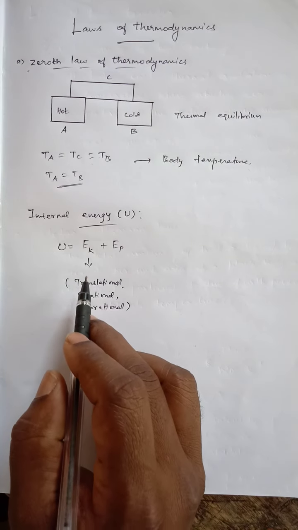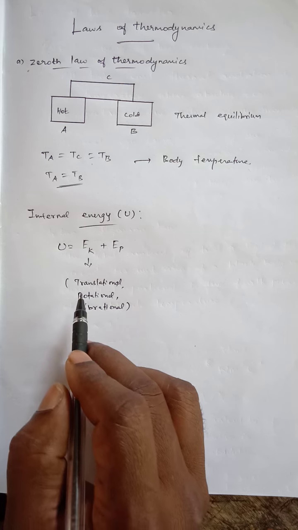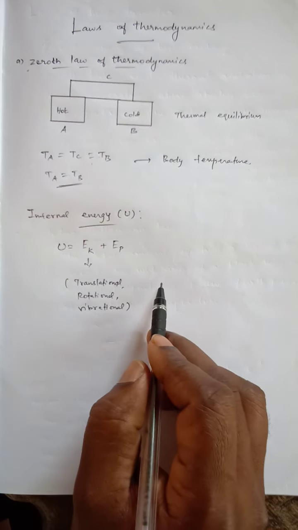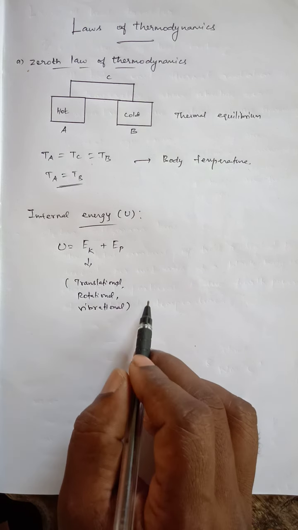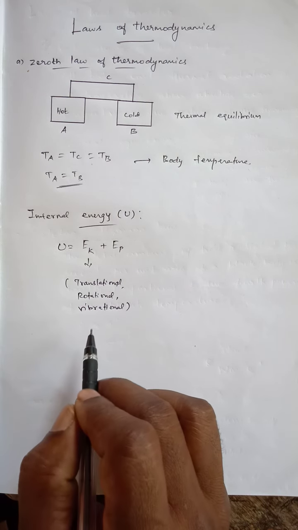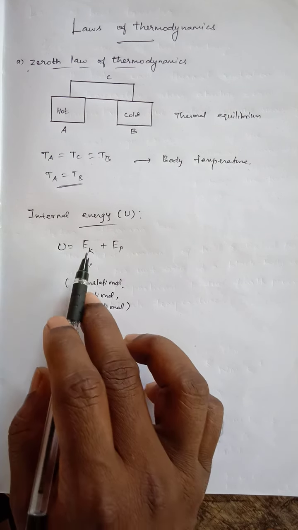So kinetic energy refers to the motion of the molecules inside the body. That is translation motion, which moves in a straight line; rotation motion, which moves in a circular line; and vibration, which means moving horizontally or vertically. This kind of motion occurring in the body of a system is called kinetic energy.